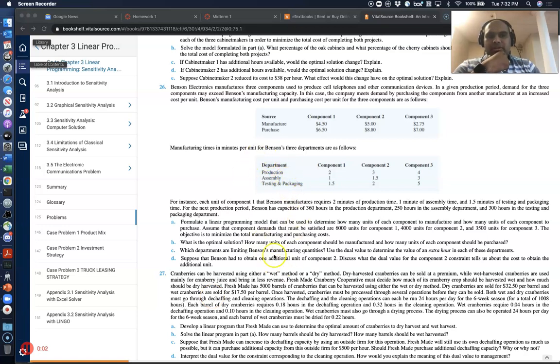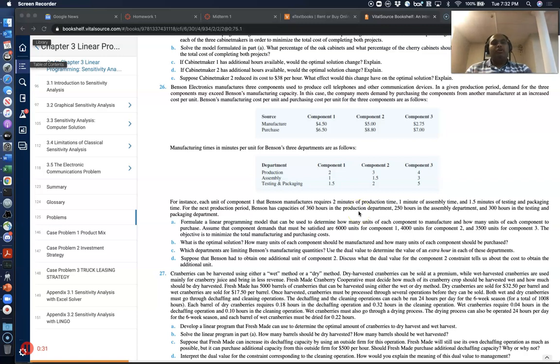Okay, so in this video, I'll be doing the Benson electronics problem. In this problem, you're manufacturing three components, components 1, 2, and 3, but you don't have enough capacity to manufacture everything yourself. So you're also considering subcontracting or purchasing the components from another manufacturer for a higher price. You have demands for each of these three components, and you have a certain amount of time available.